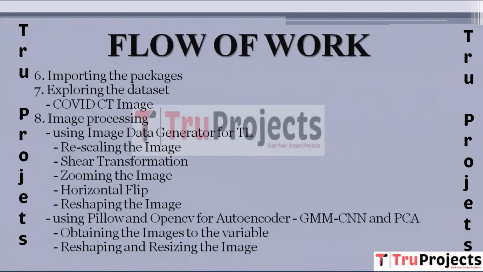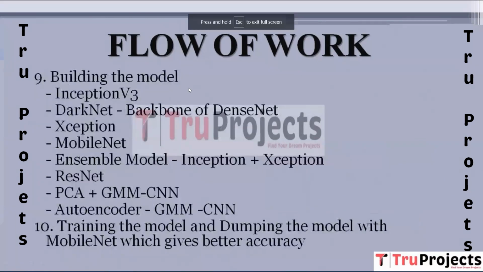Talking about the image processing for CT, similar to section 3, this involves pre-processing CT images for machine learning models. And then we have building the model. For CT, constructing machine learning models specifically for COVID CT images, following a similar structure as we have discussed earlier. The next step is training the model and dumping the model with MobileNet, which gives better accuracy. Similar to section 5 we have discussed earlier, but this time using MobileNet, which apparently yields better accuracy for CT images.